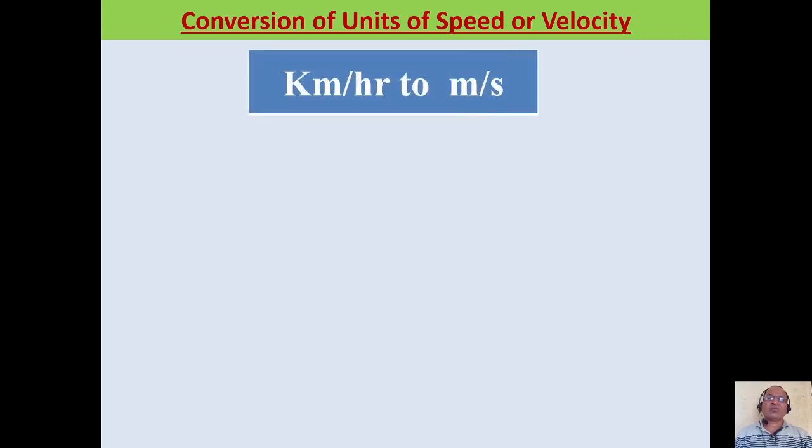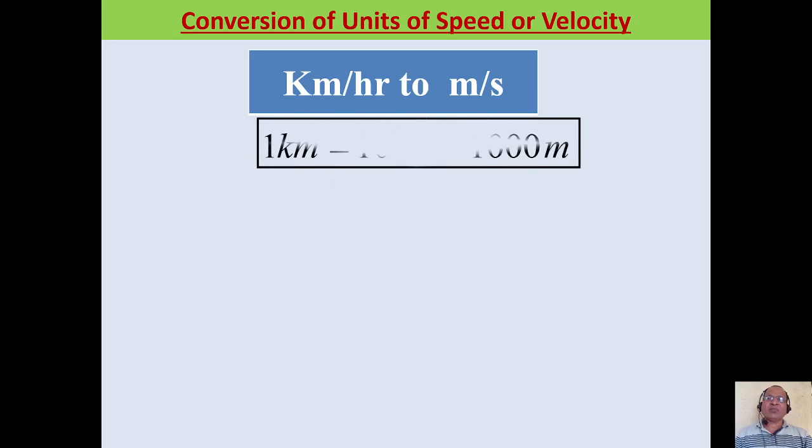Now we have to convert the units of speed or velocity. We know that speed or velocity is given by distance upon time, so its unit is meter per second. But sometimes the unit for speed or velocity is given in kilometer per hour, so we have to convert this unit into meter per second.